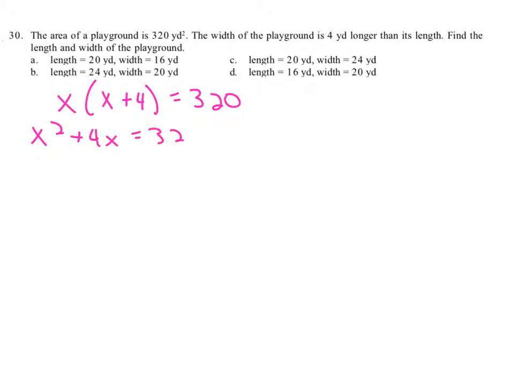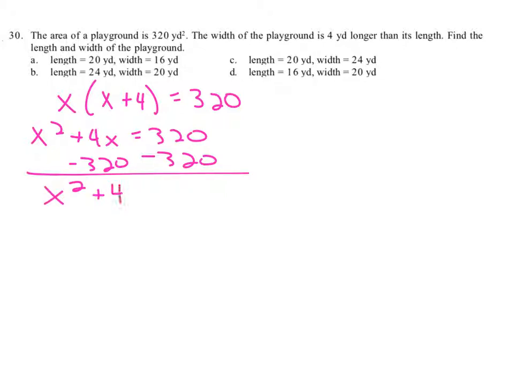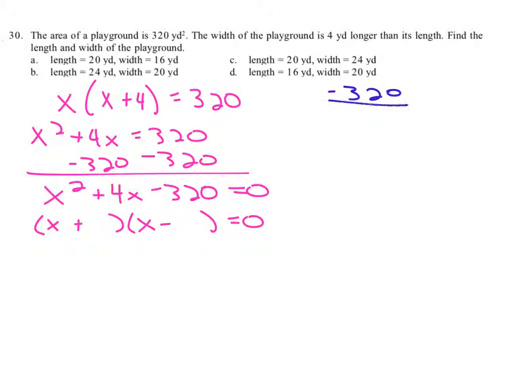And what I'm trying to do here is get it all onto one side so that it's equal to 0 and I can solve for the zeros. X squared plus 4x minus 320 equals 0. And now I have to factor this. Let's see. X, we know we have one of each. And we've got to break down negative 320, see what that adds up to.